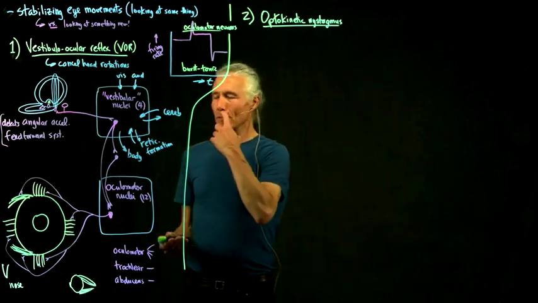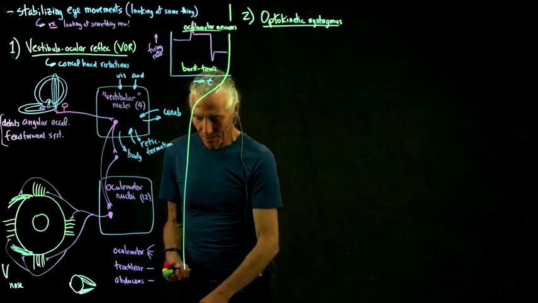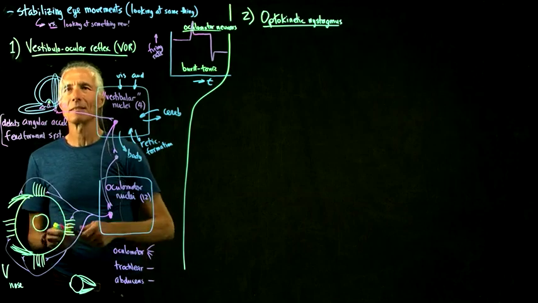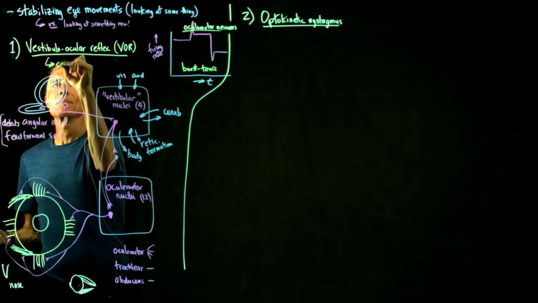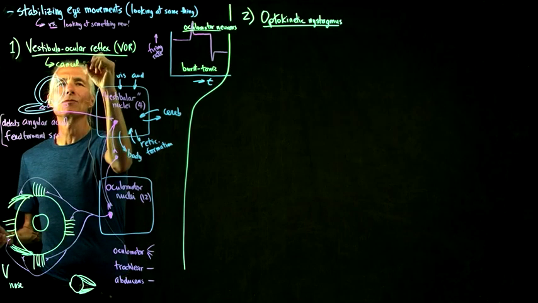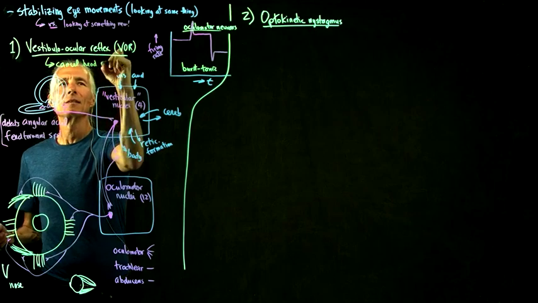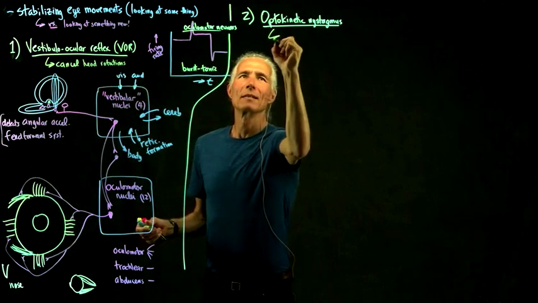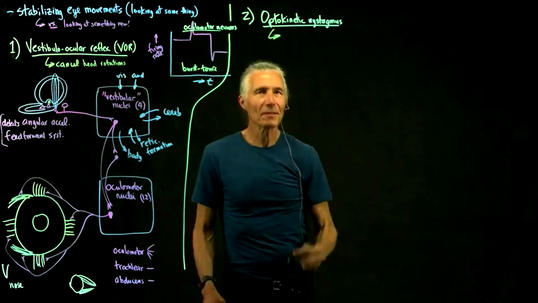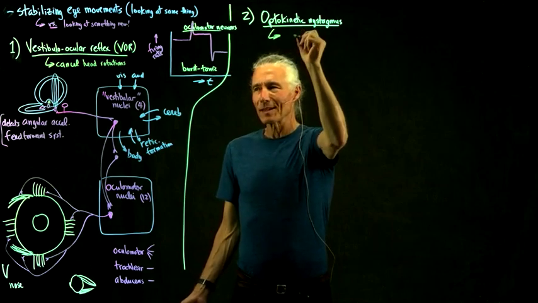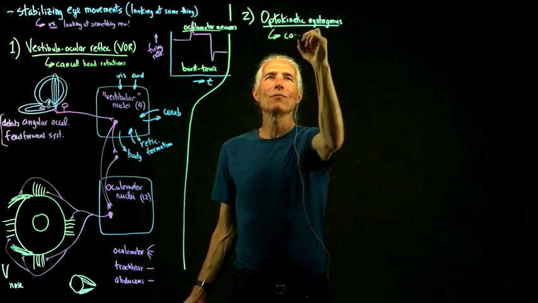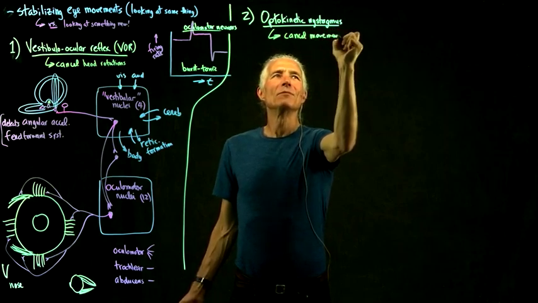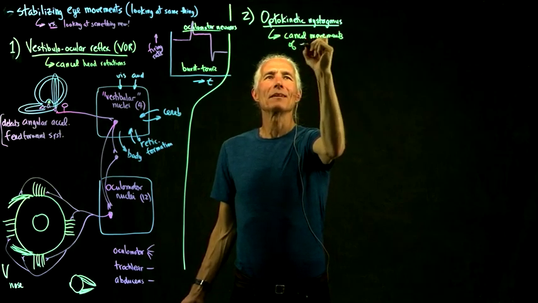And so what does this do? This basically, so this guy was canceling head rotations. But that's not the only thing that can cause the image to move. So there's other things that can cause the image to move, and basically what this thing does is it tries to cancel movements of the entire world.